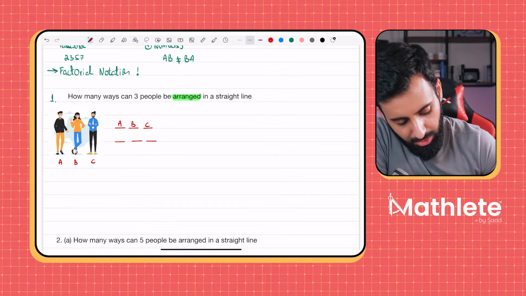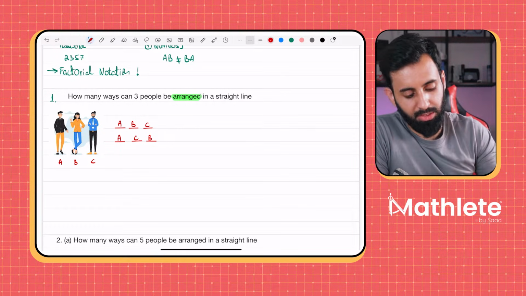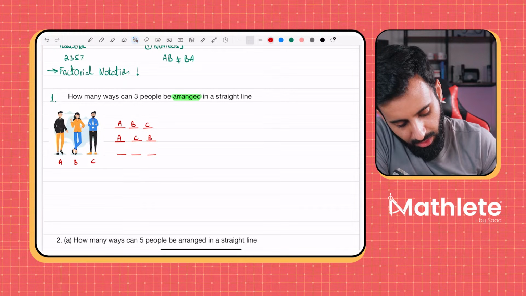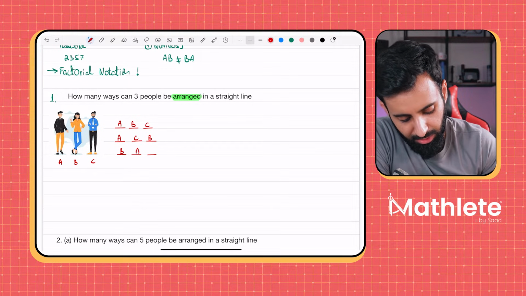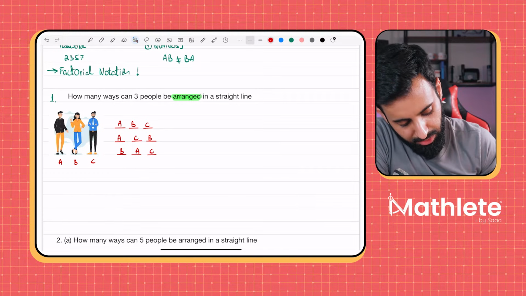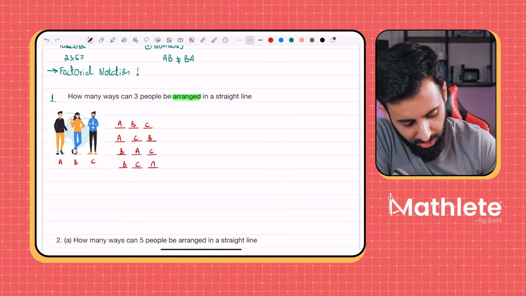Of course not. Another would be, let's say A, C, B. So I've kept A in the same place, but I've shuffled B and C. Another would be, let's say we keep B in the first place, and then A in the second, and C in the third. Now let's see if there is another possibility. Of course there is. It could be B, C, A.